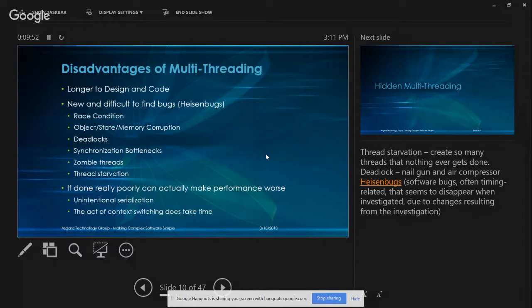If done really poorly, you can actually make things worse. Because if you serialize basically with bottlenecks, or if you deadlock, then nothing's happening. If you have your synchronization problem, you've serialized it, but you've still got all the other overhead that you've incurred from doing multi-threading.